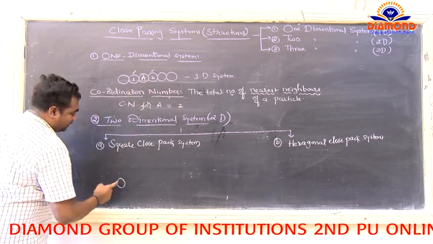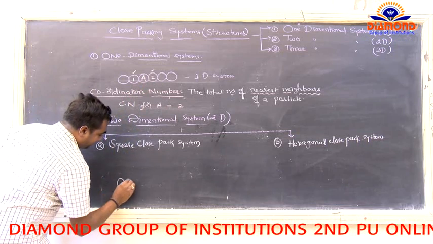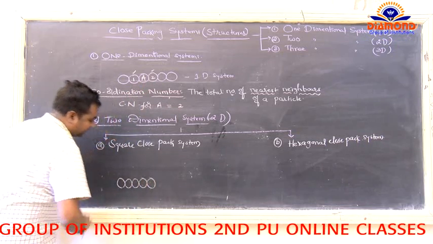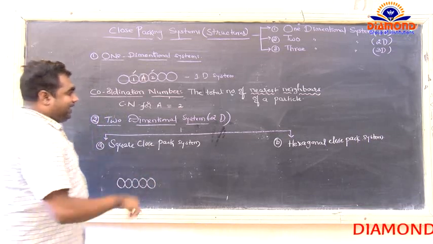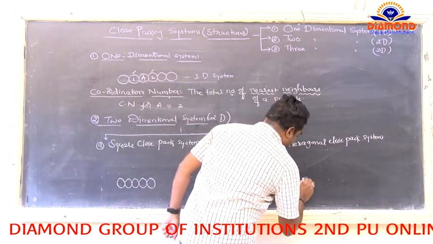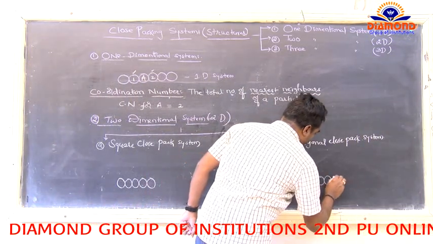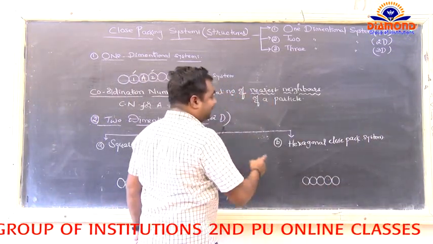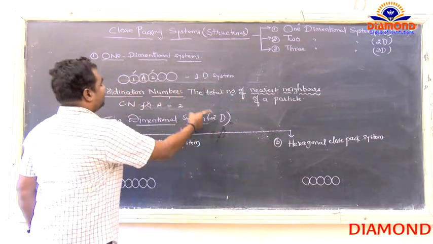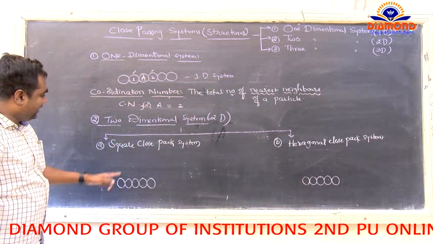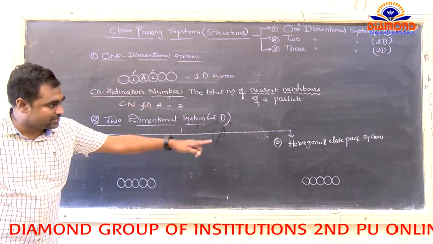It is 1D, so let us take the 1D. Here also we have to take the 1D, the one-dimensional system. So for the explanation of 2D, we have to use a one-dimensional system. Here the 2D, here also 2D.